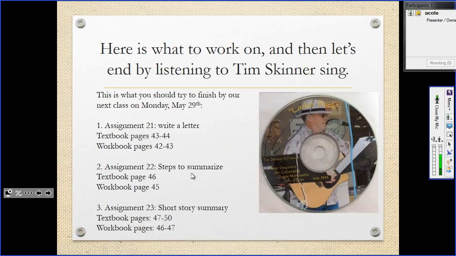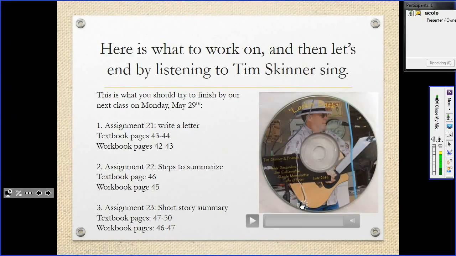Assignment 23, we just finished talking about short story summary, gave you an example. Remember, you're looking at textbook pages 47 to 50, and part of those pages you'll read the story called The Journal. And then when you're done that, then you go to your workbook, pages 46 to 47. So there's an outline, and then at the very end is where you write out your full final paragraph with, right, make sure that you're using complete sentences and that you have enough details and that you have a good topic sentence and a good concluding sentence.